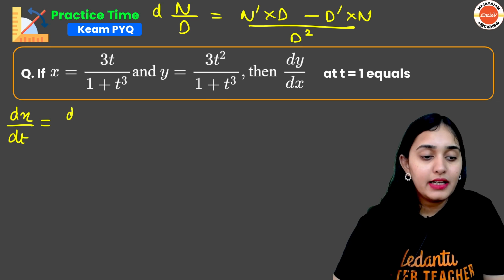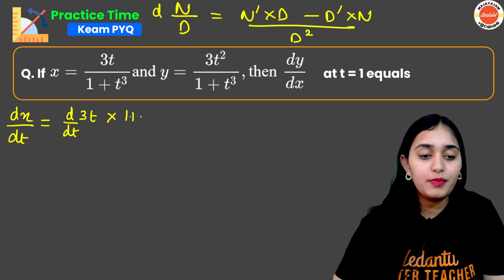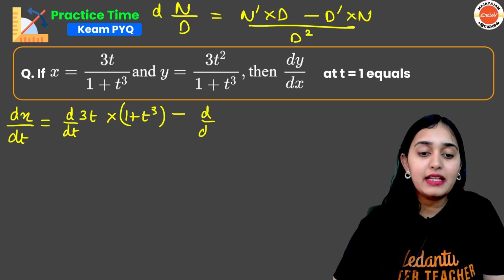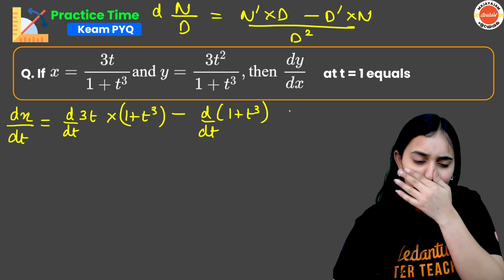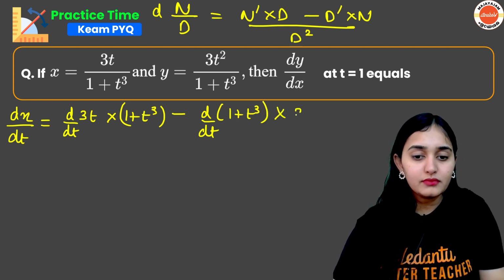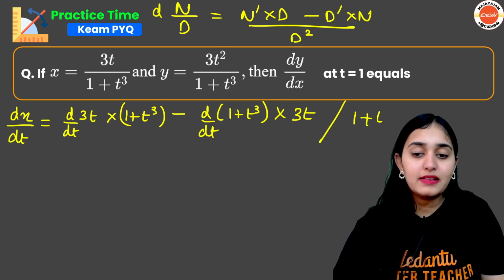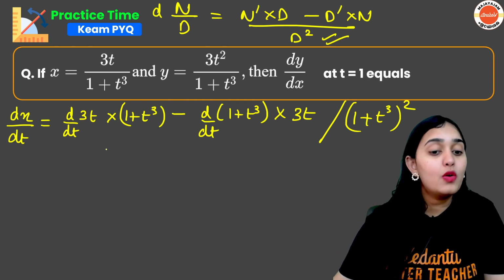So, it is d by dt of 3t into 1 plus t cube, minus d by dt of 1 plus t cube into 3t, whole divided by 1 plus t cube whole square, because denominator whole square.